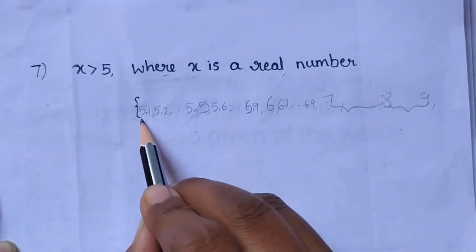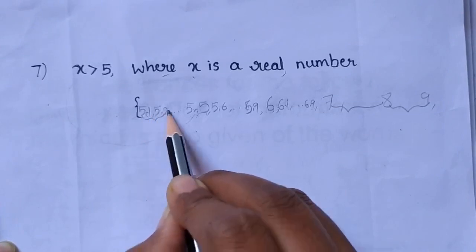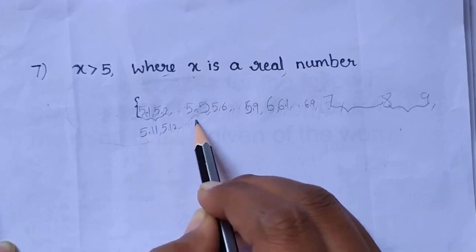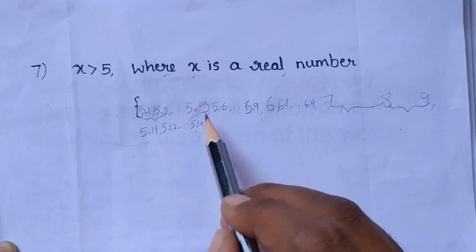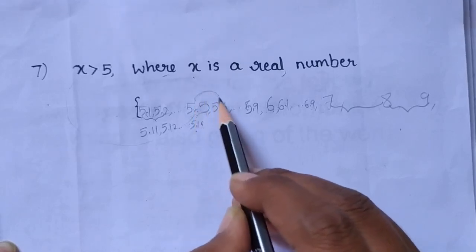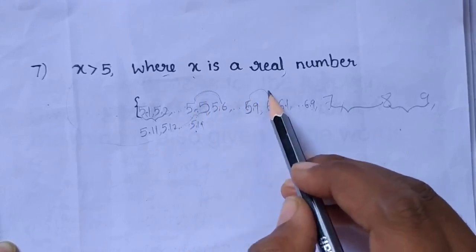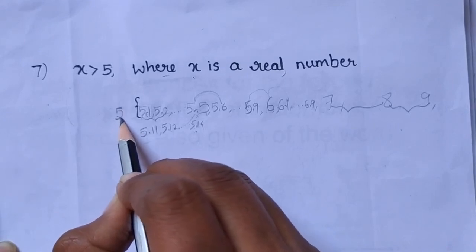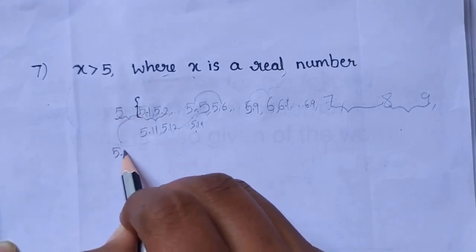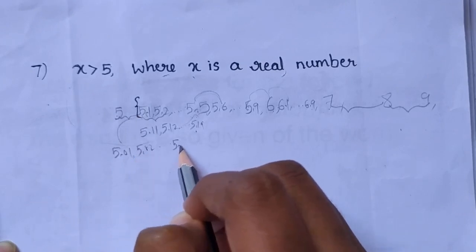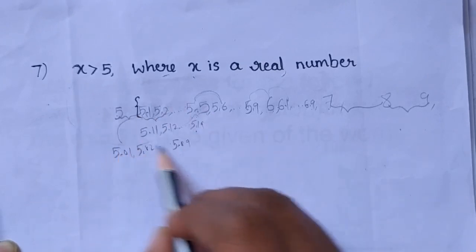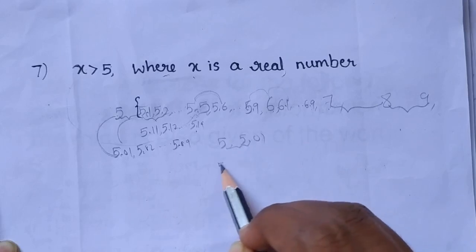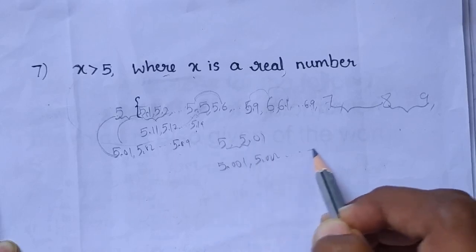Further, we can have many real numbers between 5.1 and 5.2. They are 5.11, 5.12 and so on up to 5.19. And many real numbers between 5.5 and 5.6, 5.9 and 6, 6 and 6.1 and so on. Also, we can have real numbers between 5 and 5.1. They are 5.01, 5.02, 5.09 and so on. Further, between 5 and 5.01, we can have the numbers 5.001, 5.002 and so on.